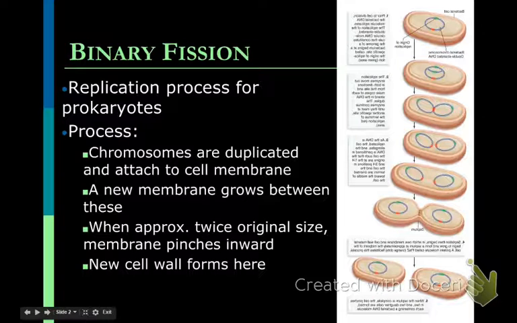So one of the things we did not talk about last time was what kind of cells we looked at. Were they prokaryotic or eukaryotic cells? We looked at plants and we looked at animals, and those are eukaryotic. We know those are eukaryotic because they had a nucleus, right?